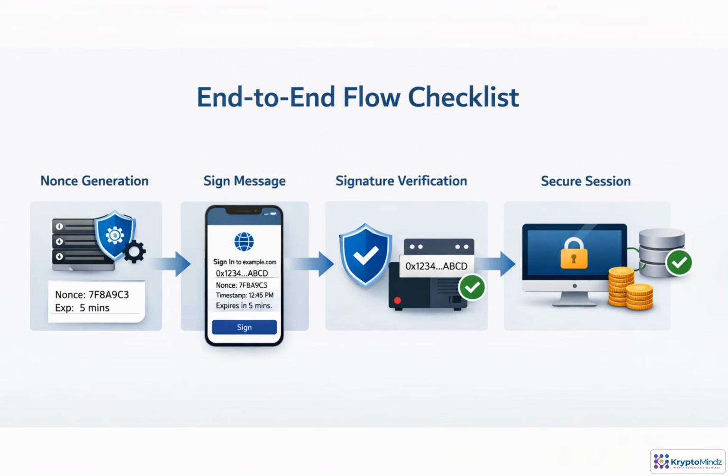A reliable wallet sign-in flow comes down to a few checks. The server creates a unique, short-lived nonce for one login attempt. The user signs a clear message that names the domain, wallet address, nonce, issue time, and expiry. The backend verifies the signature and confirms it matches the expected address. After success, it invalidates the nonce immediately and creates the session securely. Never reuse challenges, and never trust verification done only in the browser.